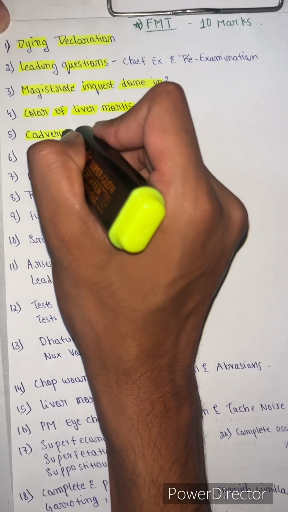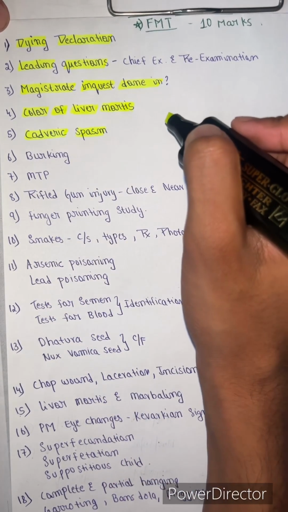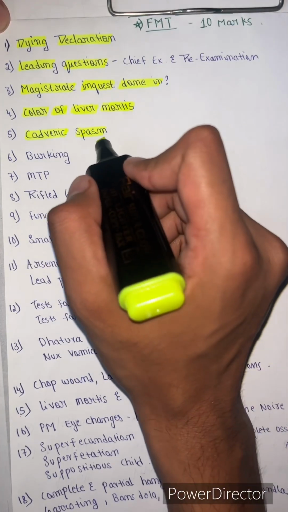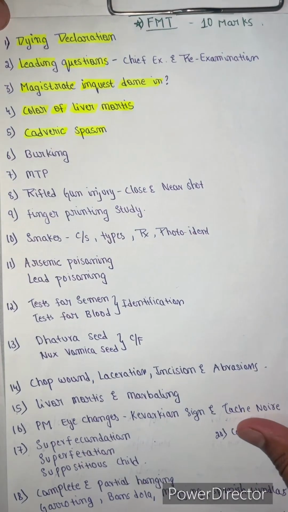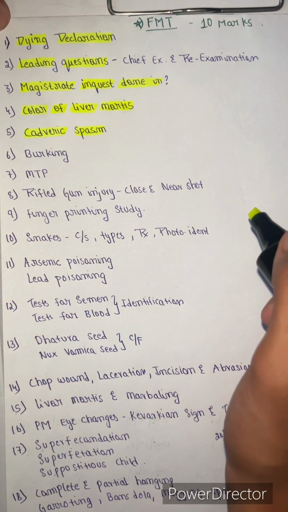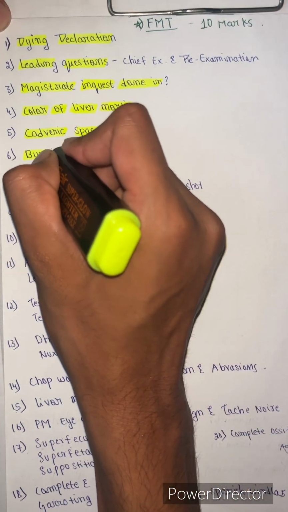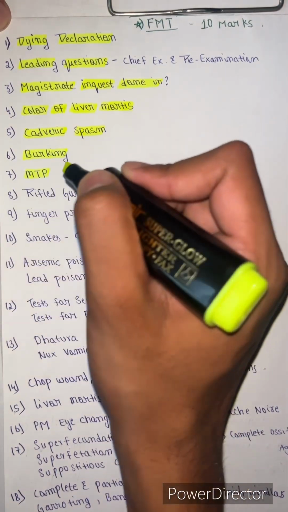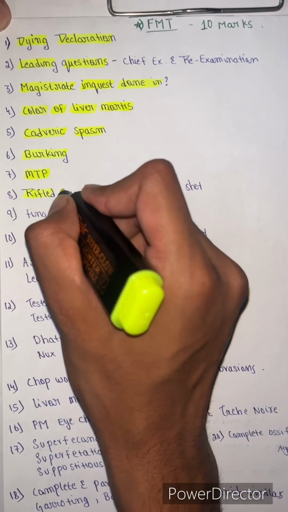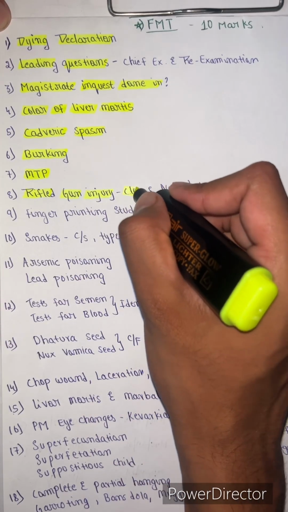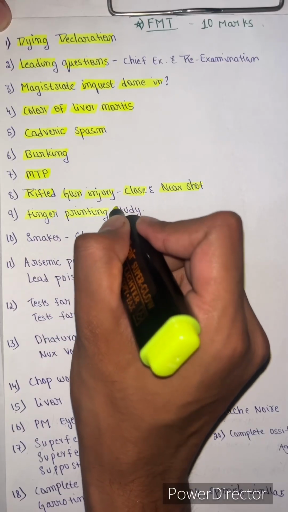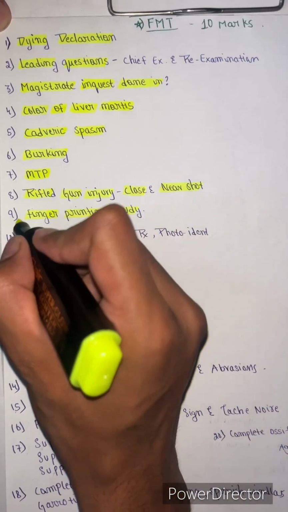Now, next is cadaveric spasm. Again important, you need to know the features like image and whether primary relaxation is present or not, whether it's antemortem or postmortem in nature. You need to know these points, whether voluntary or involuntary muscle is involved. Know about cadaveric spasm. Next is Burking, again extremely important. Then MTP, I can't stress enough, medical termination of pregnancy is important. Rifled gun injuries, close and near shot is important, so know that very well. Now fingerprinting study, know all the types of fingerprinting, and again fingerprinting study is important.